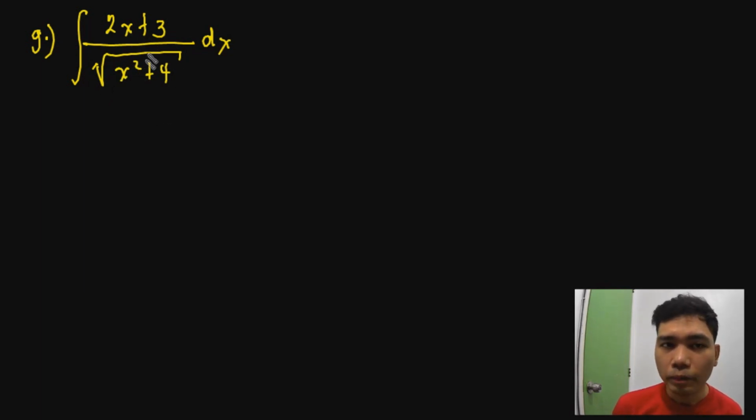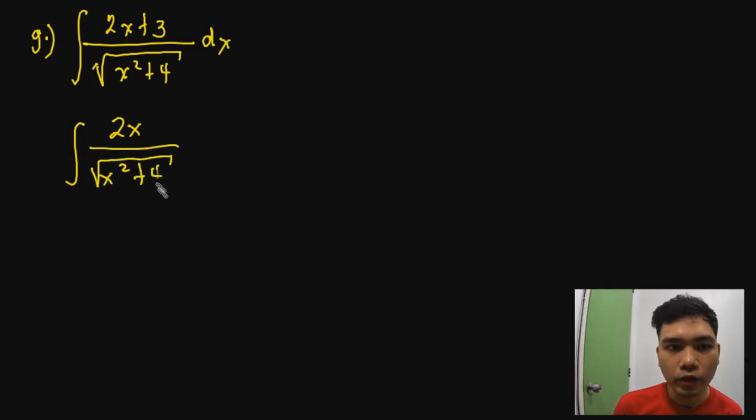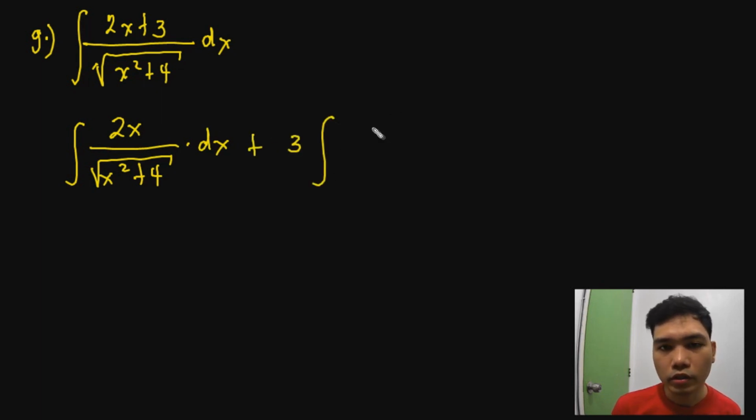Now, what I'll be doing here is dissecting this into two terms. So I have the integral of 2x times the square root of x squared plus 4 dx, and of course plus 3 times, or you could just write the integral of 3 dx over the square root of x squared plus 4.